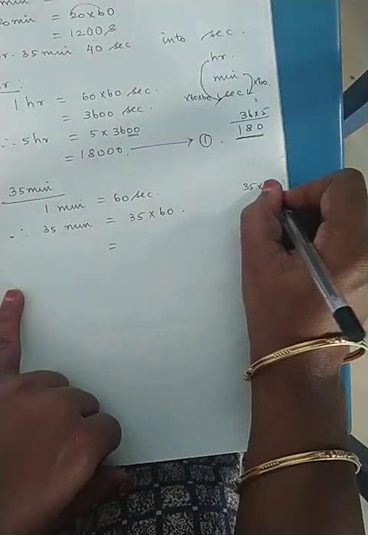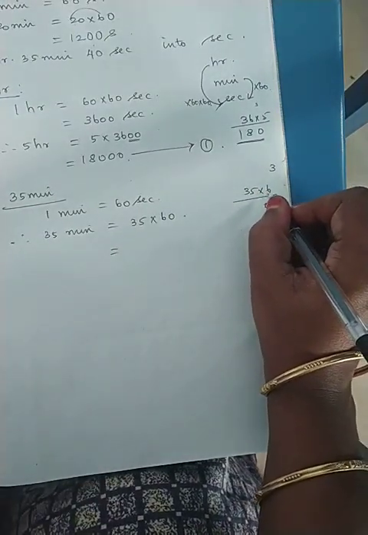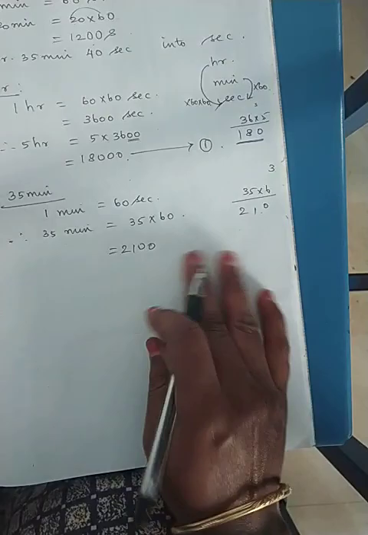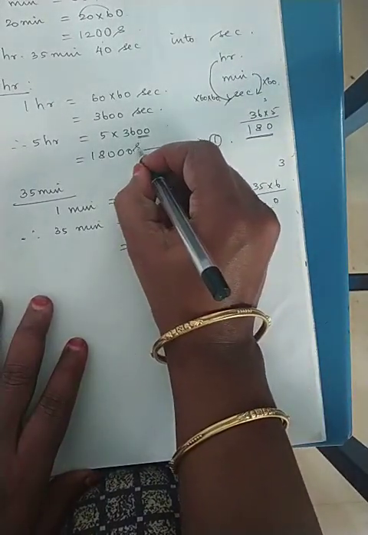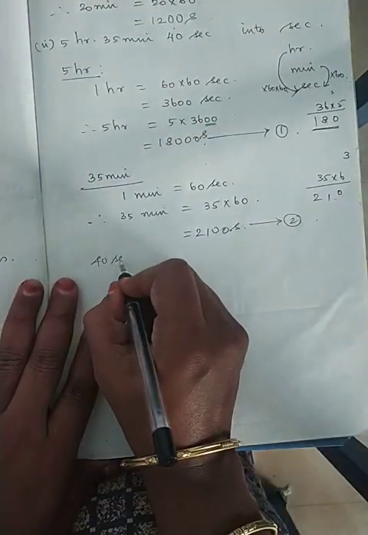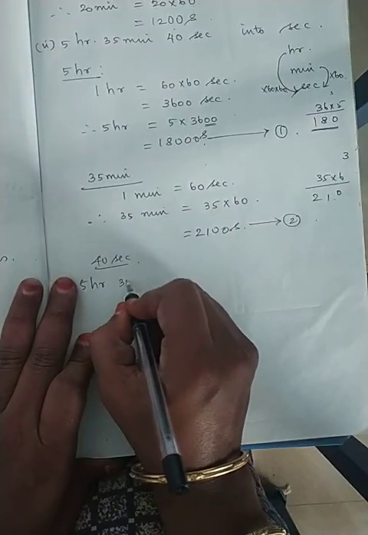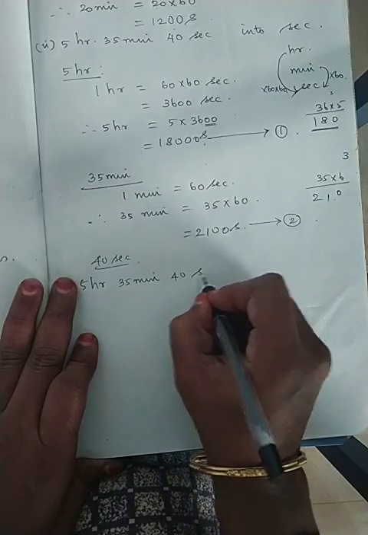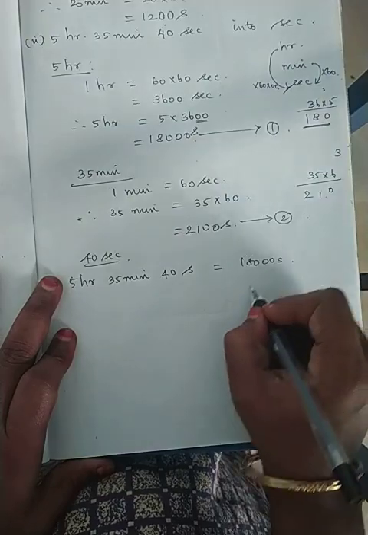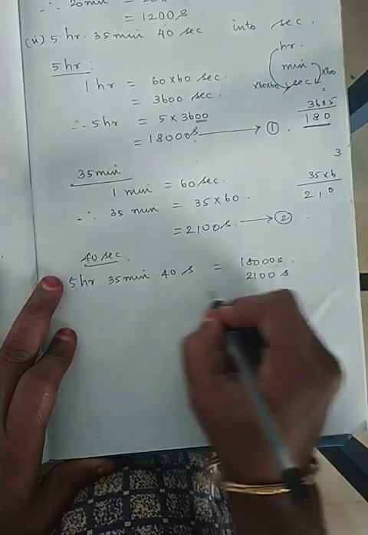Multiply 35 into 6. 6 5s are 30. So this is 3. 6 3s are 18 plus 3, 21. This is 210 and there's one more zero. So 2100 seconds. This also you can mark as 2. Then there is 40 seconds. So totally you are converting 5 hours 35 minutes 40 seconds will be equal to 18,000 seconds, 2100 seconds. Okay. Then there is 40 seconds.